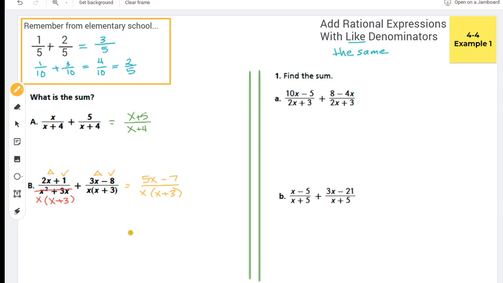Now understand that depending on where you're being asked the question, sometimes they don't like you leaving it in factored form. So you may need to use the distributive property in order to return it to an unfactored form. However, both of these answers are acceptable. All right, so let's go ahead and try another one.